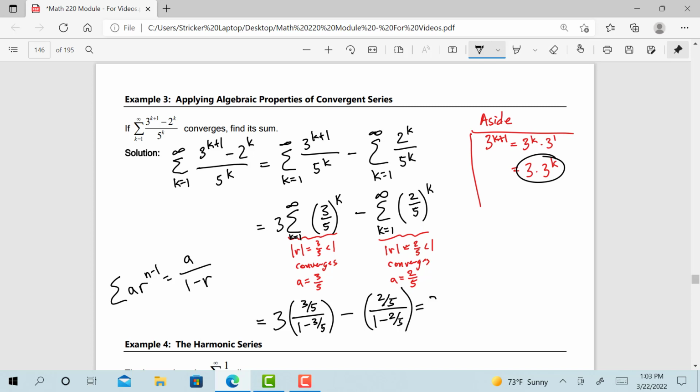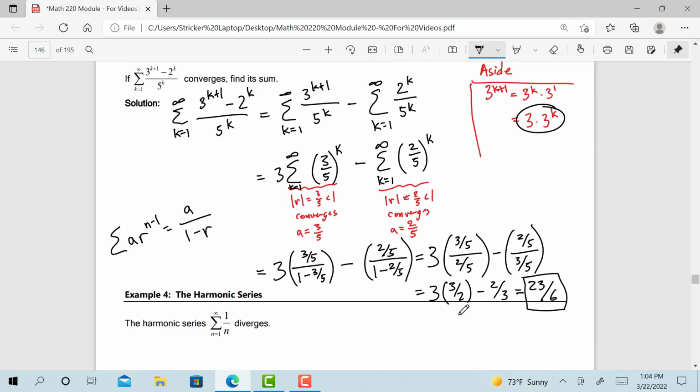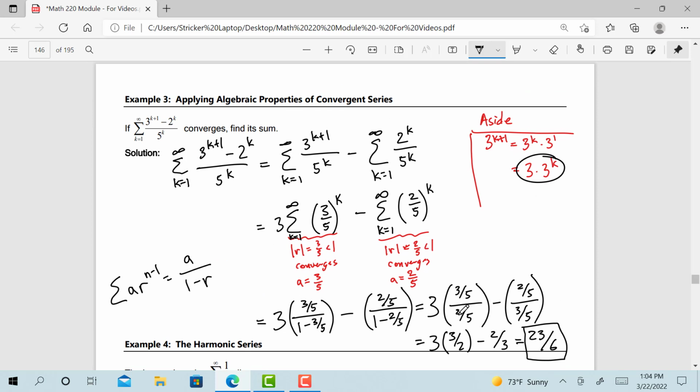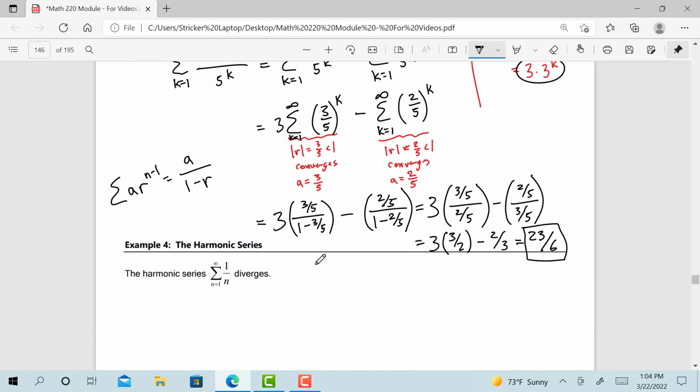And we can do some algebra here. This is 3 times 3/5 over 2/5 minus 2/5 over 3/5. This is equal to 3 times 3/2 minus 2/3. And if you do the math on that, that comes out to 23 over 6. So it turns out that that series does converge, and it converges to 23 over 6. In other words, if you add up all the terms in that sequence, they add up to 23 over 6.